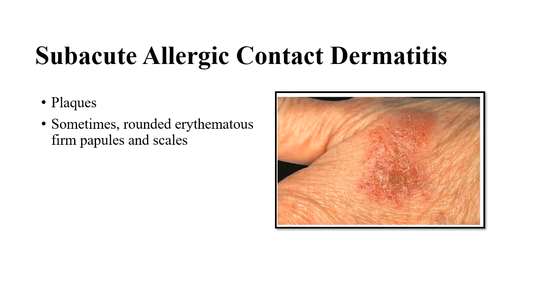Now second type is subacute allergic contact dermatitis. In this mainly we see plaques, but sometimes rounded erythematous firm papules and scales can also be seen. Now this is a picture of subacute allergic contact dermatitis resulting from nickel. Here we can see a mixture of papular, vesicular and crusted lesions. Also, there is a loss of sharp margination. This patient was a watchmaker. He used a metal clasp on the dorsum of the left hand while repairing watches. He was allergic to nickel.